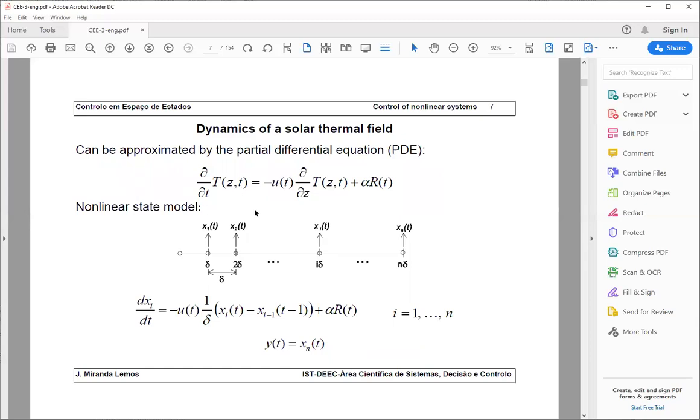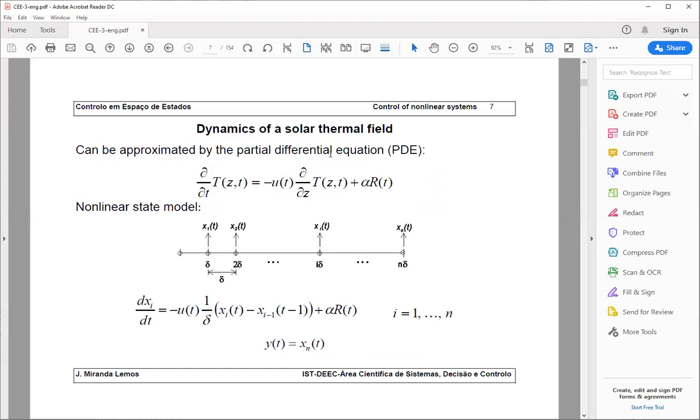So the first difficulty is that you have an infinite number of points in the pipe. So you have an infinite number of points where you measure the temperature, and you need to describe the evolution of the temperature by a partial differential equation, which is written here. And you see, this is not so complicated.